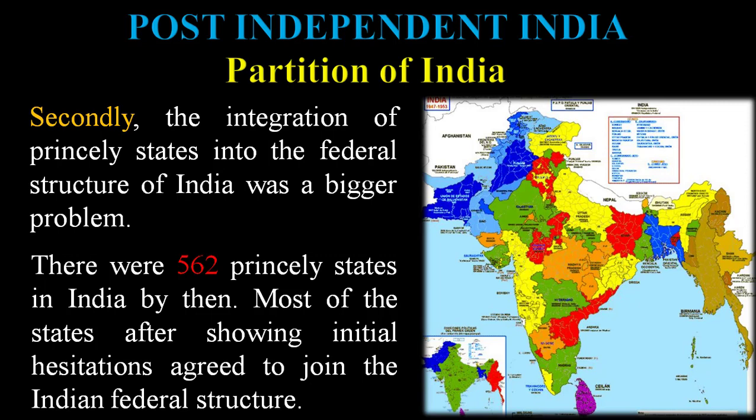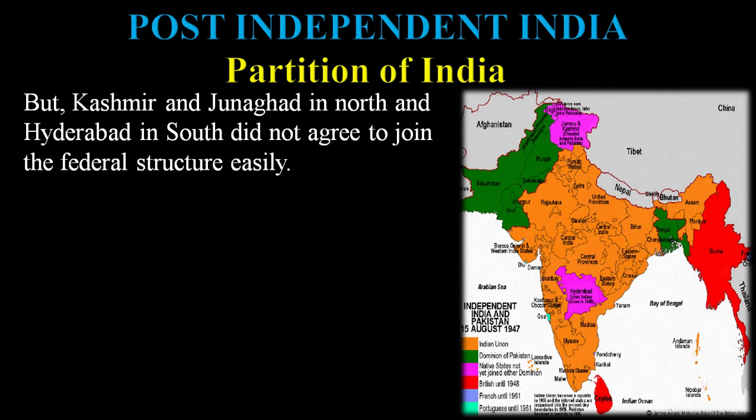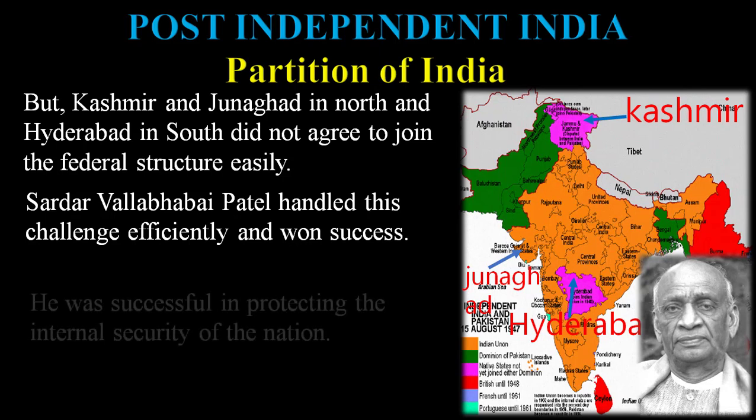The 562 princely states, the states which were under the control of kingship, were convinced by the government, all the princes and all the kings, and almost all the princely states were merged into the Indian Union. But a few hesitated. That is the problem. Like Kashmir, Junagadh in the North and Hyderabad in the South did not agree to join the federal structure very easily. So Sardar Vallabhbhai Patel handled this challenge efficiently and won success.